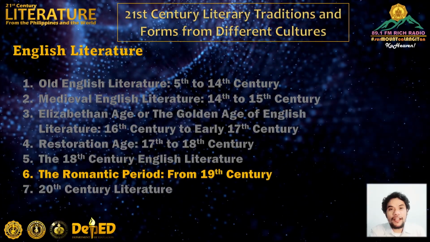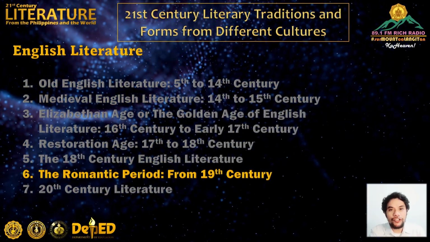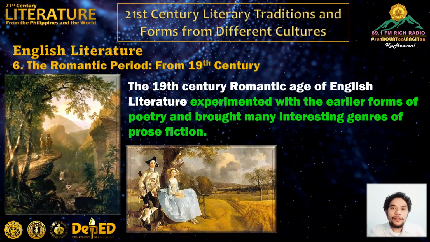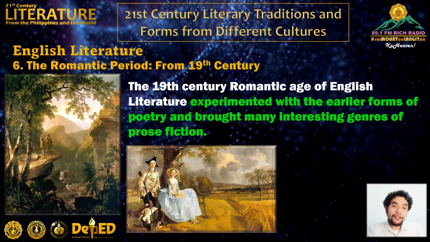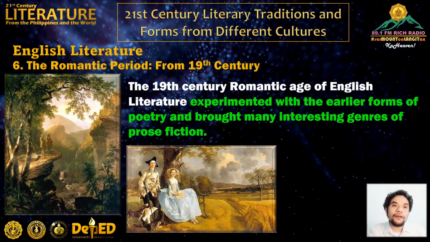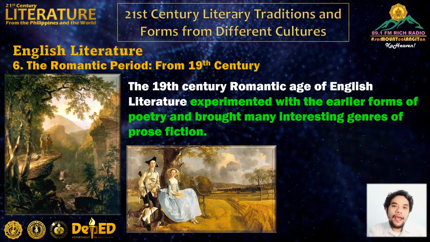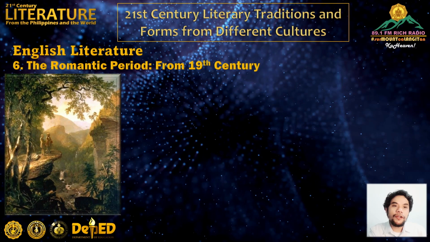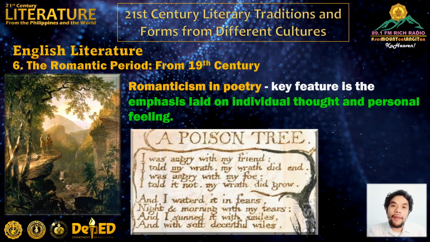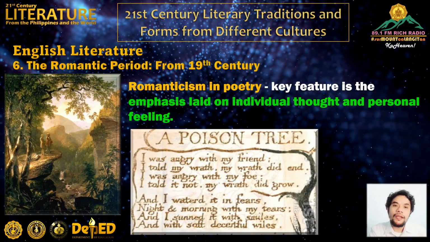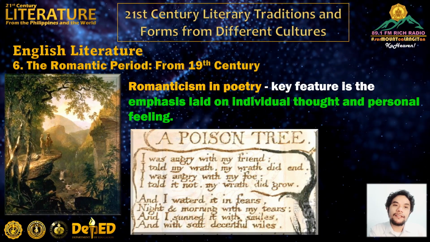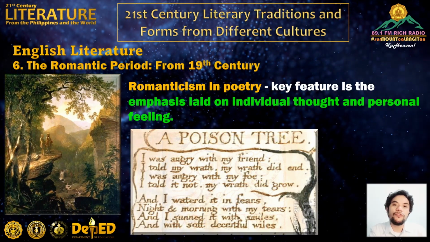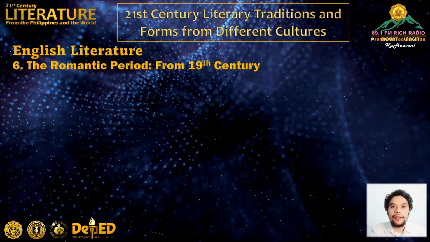Next is the 19th century Romantic Age of English literature. The 19th century Romantic Age of English literature experimented with the earlier forms of poetry and brought many interesting genres of prose fiction. It was this period when the literary movement called Romanticism in poetry emerged. The key feature of Romanticism was the emphasis laid on individual thought and personal feeling.